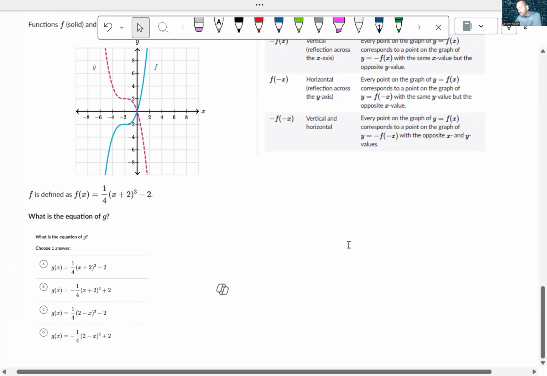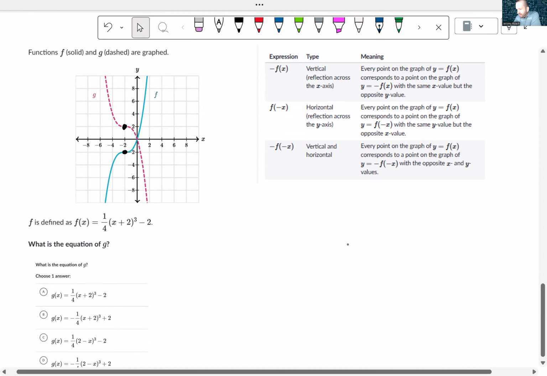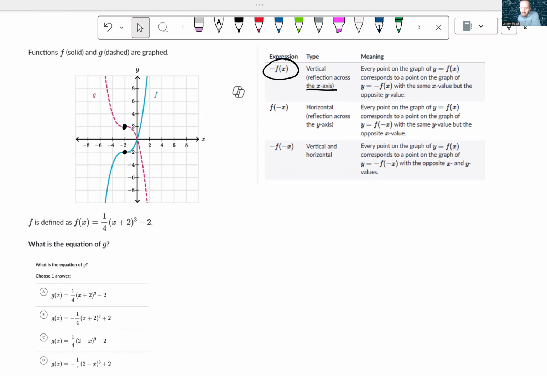Okay, so it says, what's the equation of G? Well, we've got to figure out what's happening on our graph going from blue to dashed line. And I would try to figure out a point that we know, from one point that we can see for certain, that it's the same as the other point on the other graph. And that would be those 2 points there. And so we can see now that there's a reflection over the x-axis. So we're going to use this rule. So we're going to use negative f of x for this.